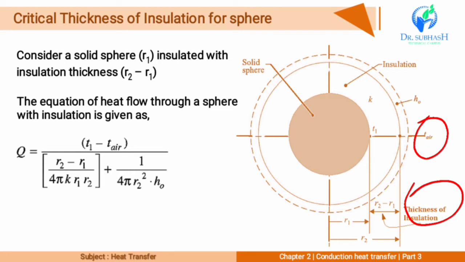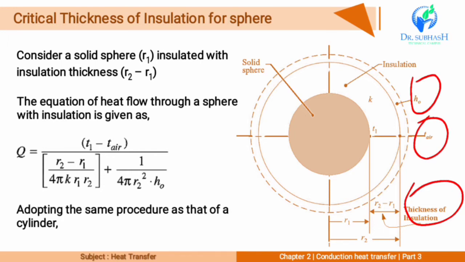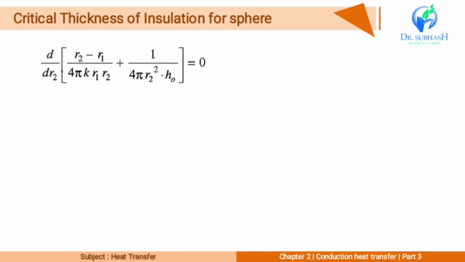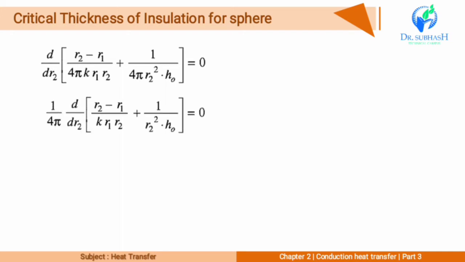So here inside the bracket: R2 minus R1 divided by 4 pi K R1 R2, plus 1 divided by 4 pi R2 square into h_o. h_o is the heat transfer coefficient at the outer surface of insulation, and K is the thermal conductivity of the insulating material. So adopting the same procedure as that of the cylinder, d/dR2 of the bracket: R2 minus R1 divided by 4 pi K R1 R2, plus 1 upon 4 pi R2 square h_o, is equal to 0.